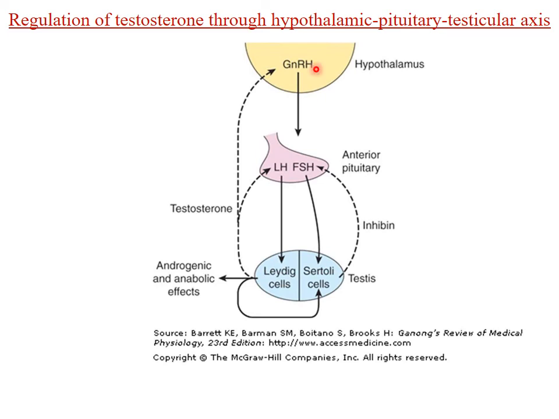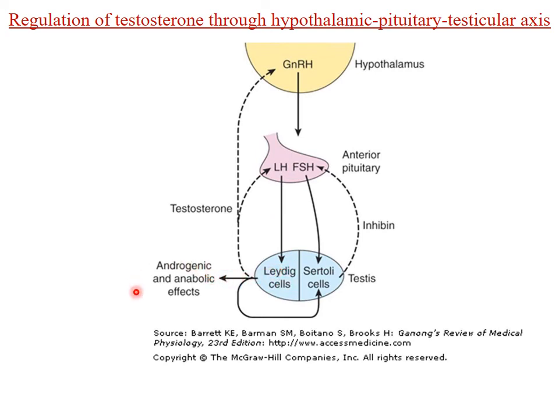You can see that from the hypothalamus the hormone GnRH is secreted, and that will be stimulating the anterior pituitary to synthesize the hormones LH and FSH. LH will be acting on the Leydig cells. The Leydig cells are the ones responsible for the secretion of testosterone, right?